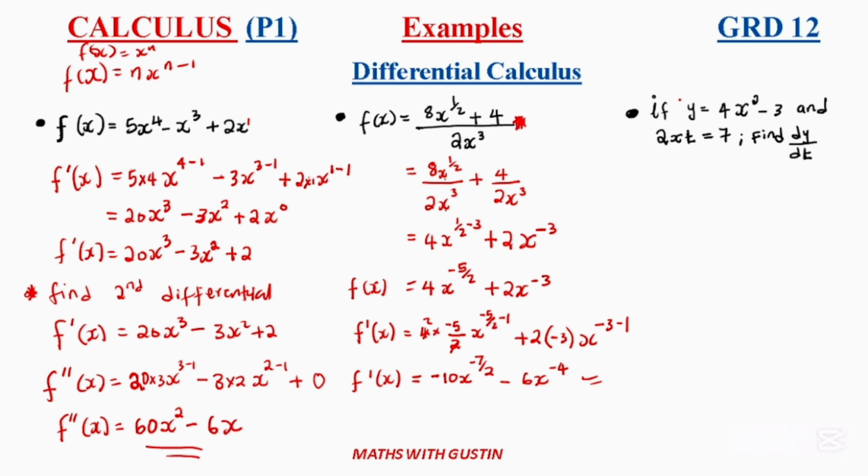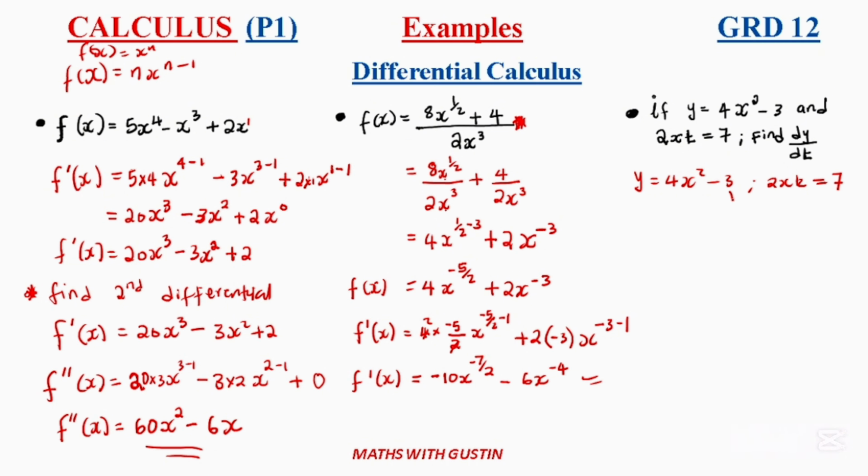Right, so it says here that if y is equal to 4x squared minus 3, and you have got 2xt is equal to 7, they want us to find the derivative in terms of y. Okay, let's start by looking at this. We've got two equations here: 4x squared minus 3, then another equation, 2xt equals 7.